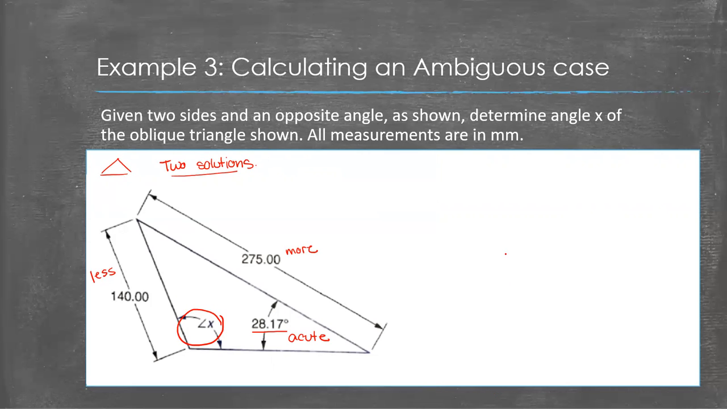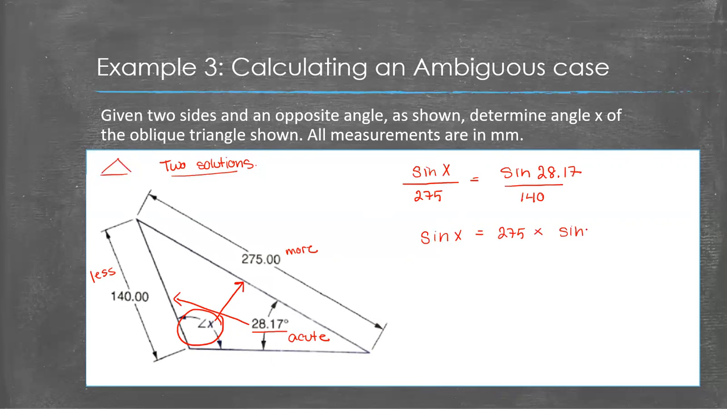Okay, so let's do our calculation. I want to figure out what is angle X. So we're going to put this angle on top. So the sine of X divided by its opposite side, 275, is equal to the sine of 28.17 divided by its opposite side, which is 140. Rearranging it, you're going to get sine of x is equal to 275 times sine of 28.17 divided by 140.